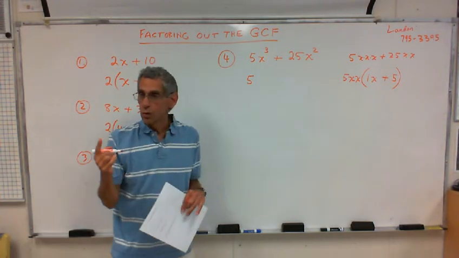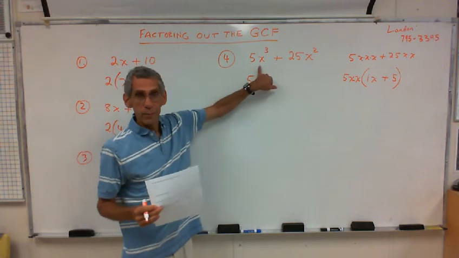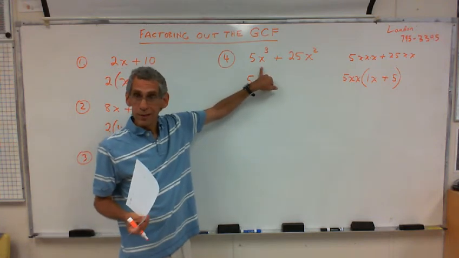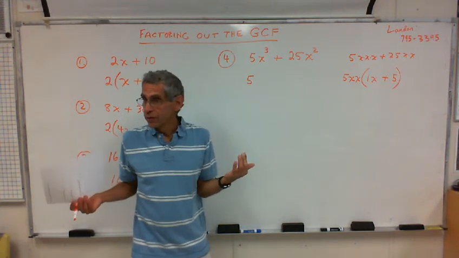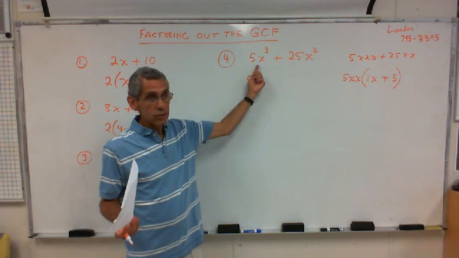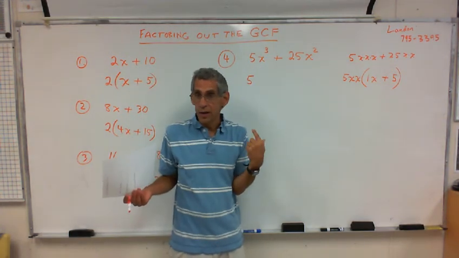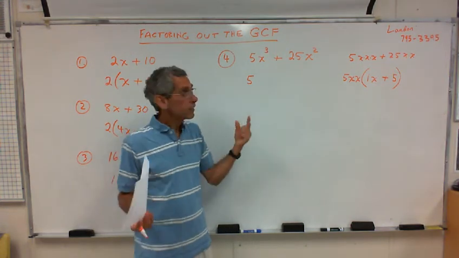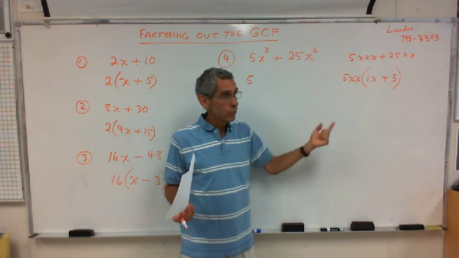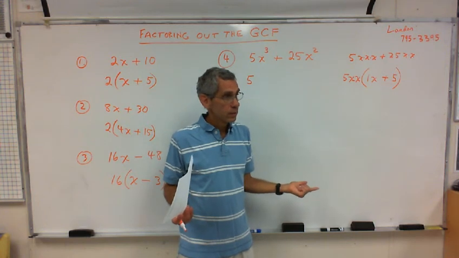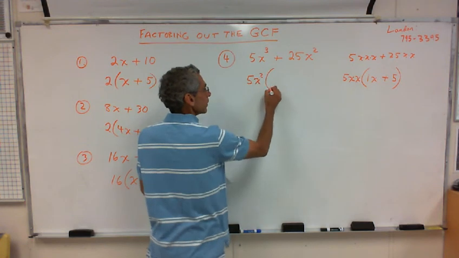So this is the rule. With variables, you only have 2 options for your greatest common factor. They're actually way easier than the numbers, because with the numbers you have to figure it out. With the variables, it's either x cubed or x squared. It's not x to the 5th, not x to the 13th, not x to the 1, not x to the 4. These are your only 2 options, and you always choose the one with the smallest exponent. So x squared is the one with the smallest exponent.